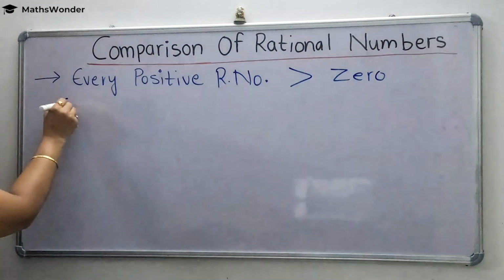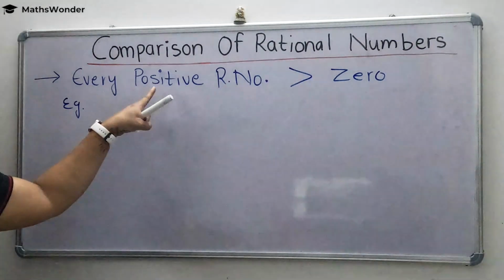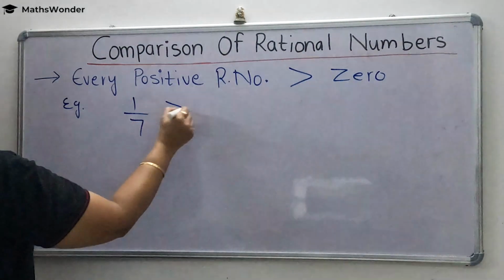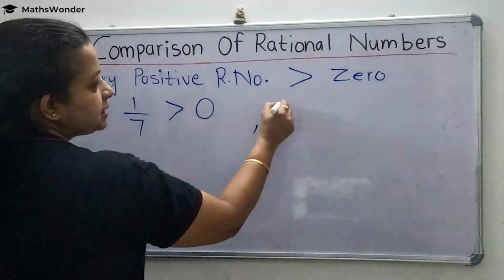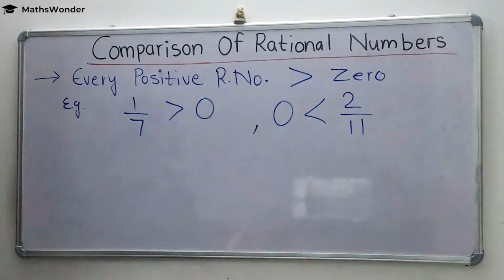For example, in rational numbers we have negative and we have positive, right? But only a positive number is greater than 0. For example, 1 over 7. This will always be greater than 0, right? Suppose 0 and 2 over 11. So 2 over 11 is a positive rational number. We did it in the last class: what are the negative rational numbers and what are the positive rational numbers?